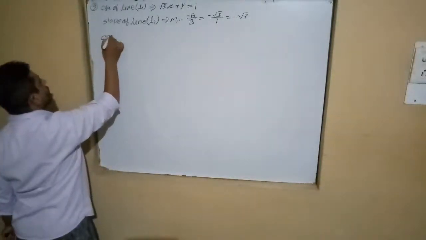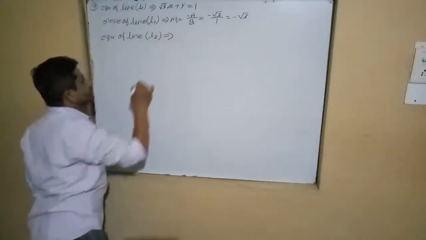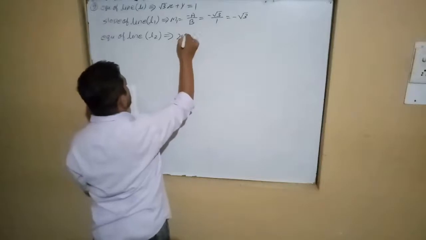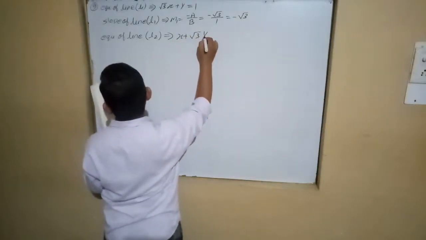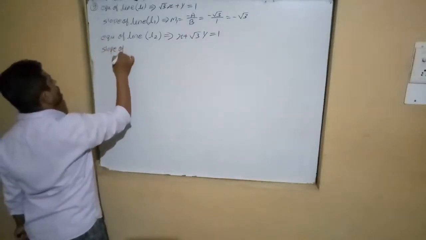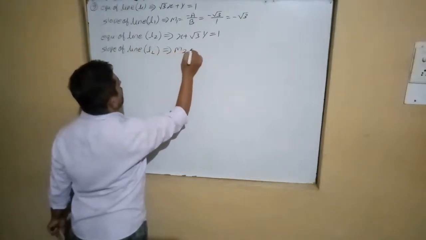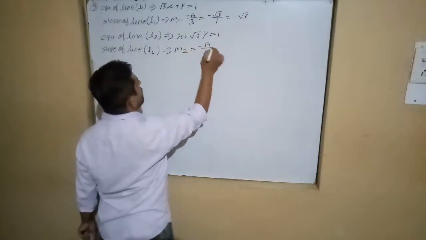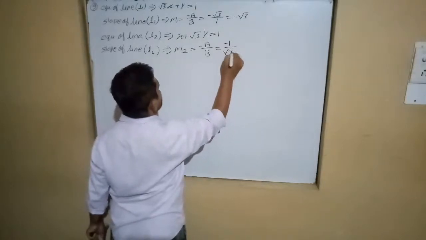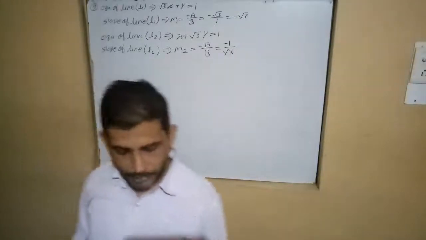Okay. Then the equation of line L2 is x plus root 3y is equal to 1. Therefore, the slope of line L2, implies that m2 is equal to minus a upon b. What is the value of a? 1, and b is root 3. So m2 is equal to minus 1 upon root 3. Okay.